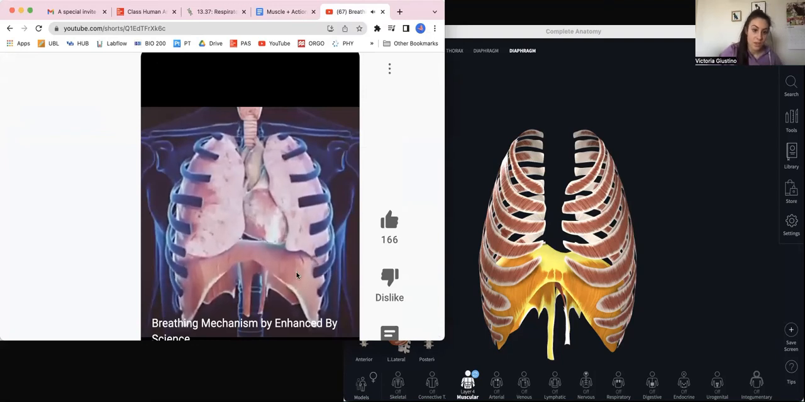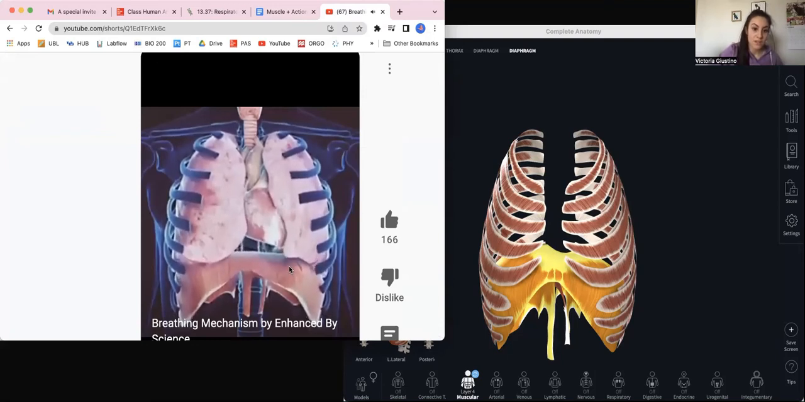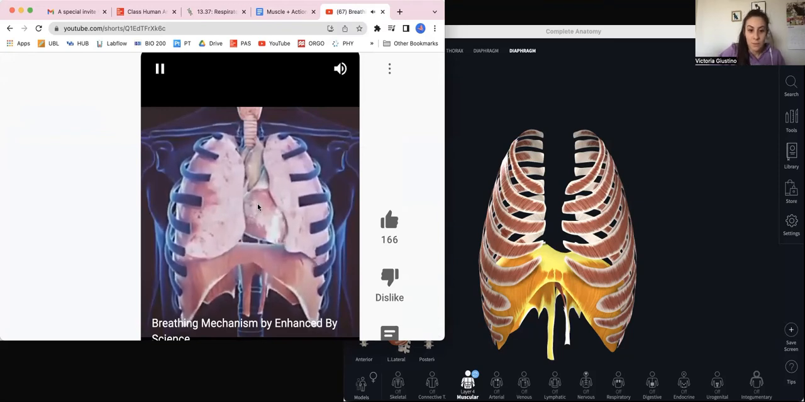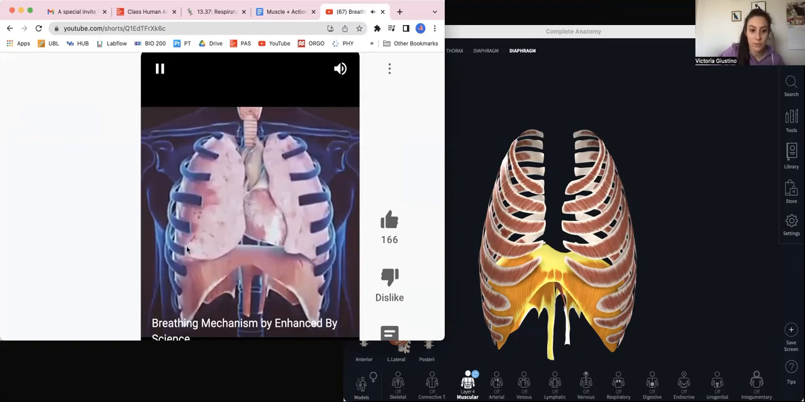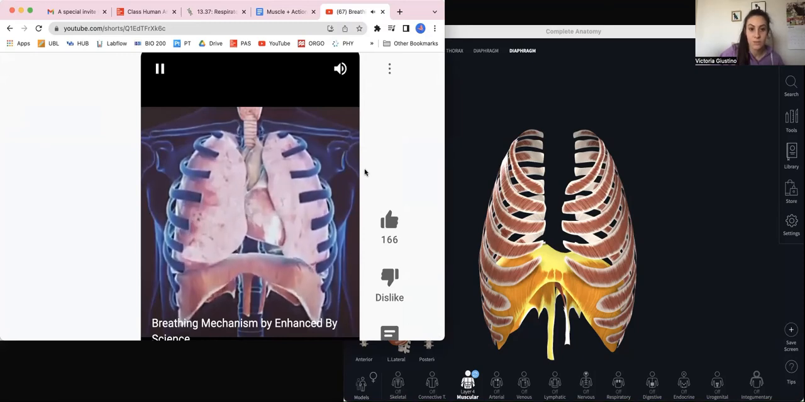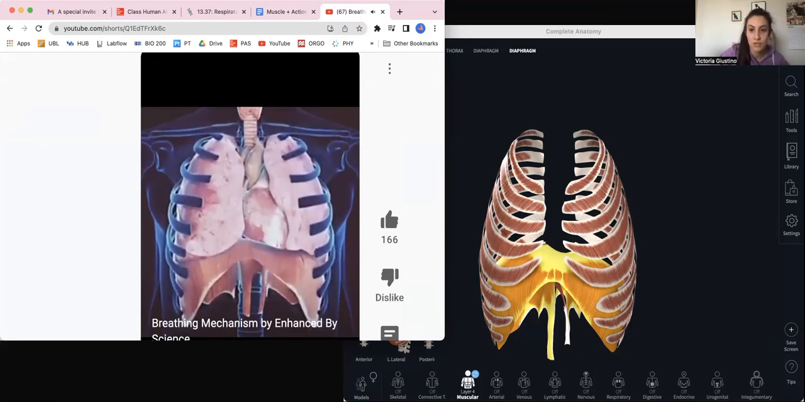So when you are inhaling, the diaphragm's moving down, and now exhaling, the diaphragm's moving back up. Inhaling, you can see the ribs elevating, diaphragm moving down. Exhaling, ribs are going back to normal, diaphragm's getting back into that dome shape. So that's how your muscles of breathing work.